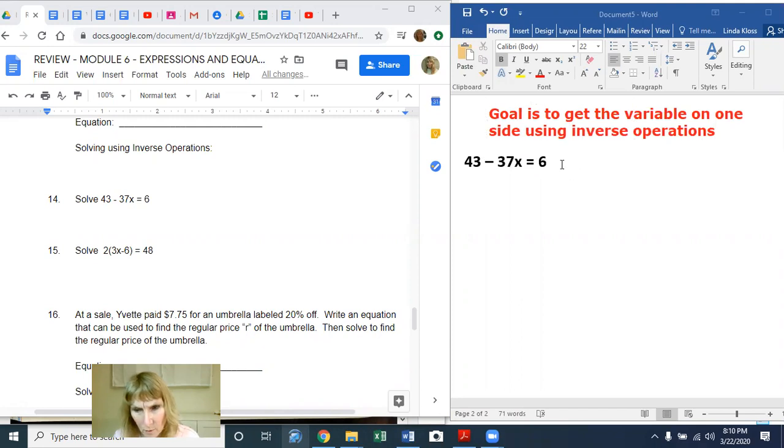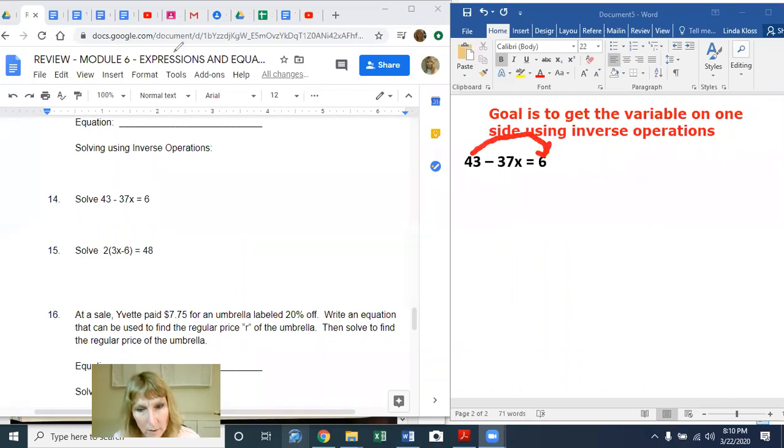Okay, so I see that I've got, our little, oops, don't want that. I want my spotlight. You see that we've got a 43, it's a constant. We have a 37x, that's a rate. And we have a 6, that's a constant. We have to get the two constants on the same side together. So we could go either direction. We could move the 6 or we could move the 43. I'm going to move the 43 over to this side.